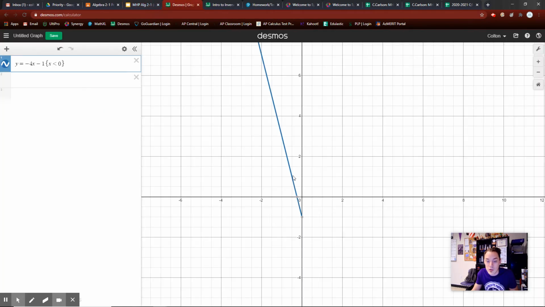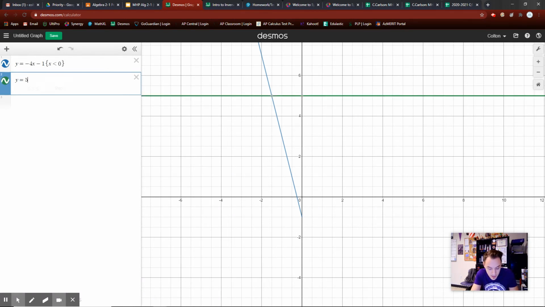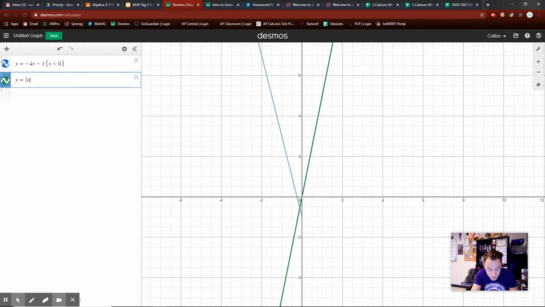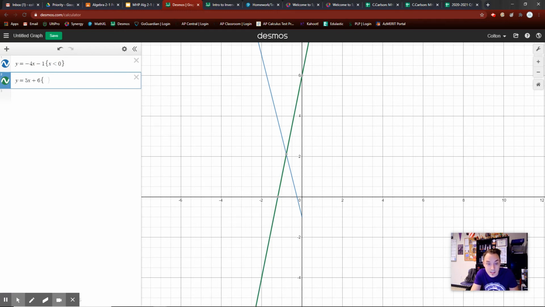So if I go back, I trail all along, trace. I just trace it, go all the way to the end. Notice how it's open. Now, Desmos doesn't really show it that way, but it's open here. Okay? Let's graph the other graph. Let's do y equals 5x plus 6. And then fancy braces. And then I'm going to do x is greater than or equal to 0.